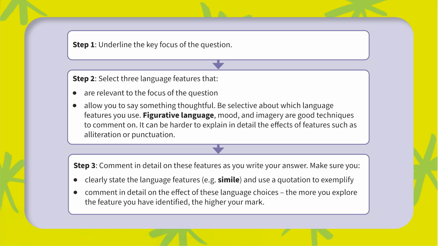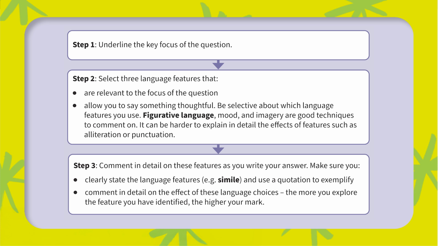Second step, as part of your preparation, pick out 3 language features. And they must, of course, be relevant to that question focus. Pick on things that are going to allow you to show off your thinking and develop your points. So figurative language, mood, imagery, good techniques. And remember, it's harder to explain some of the smaller features of language, so punctuation, sentence forms, alliteration are probably best avoided.